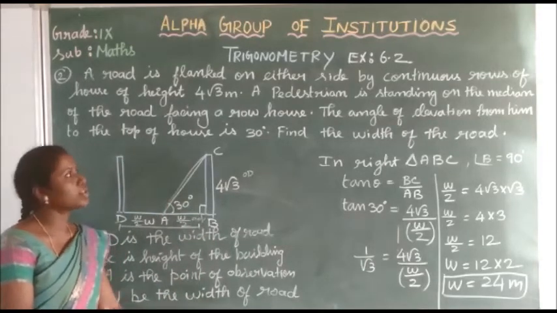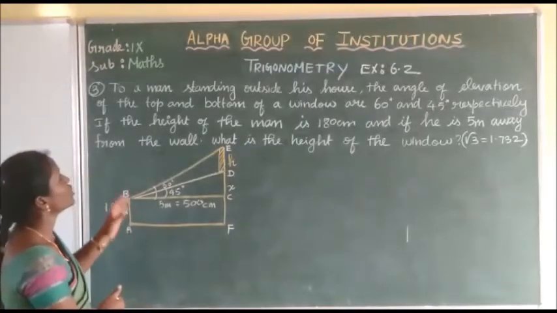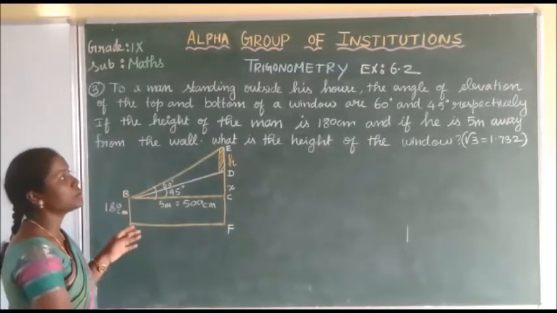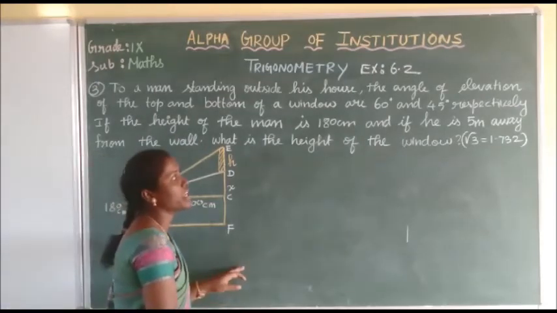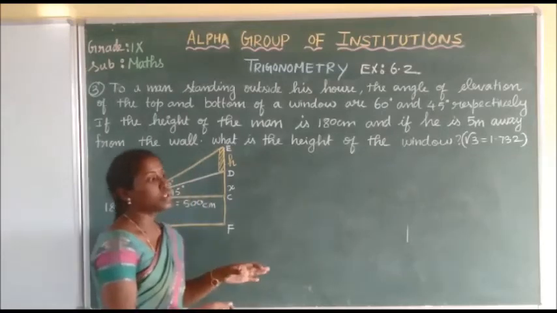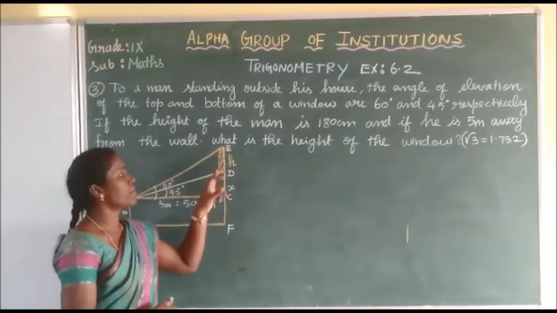Yes. Let us solve the third problem now. The next question. To a man standing outside his house, the angles of elevation of the top and bottom of a window are 60 and 45 degrees respectively. So a man standing outside of his house is seeing the window. Okay, the window is a part of the house.